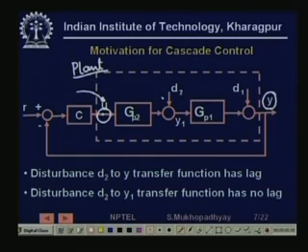One is from flow to establishment of temperature in the jacket, and from jacket to affecting that is from the jacket, between the jacket and the reactor heat transfer mechanism. So such things happen, and you have, for example, in a motor, suppose you want to control position.